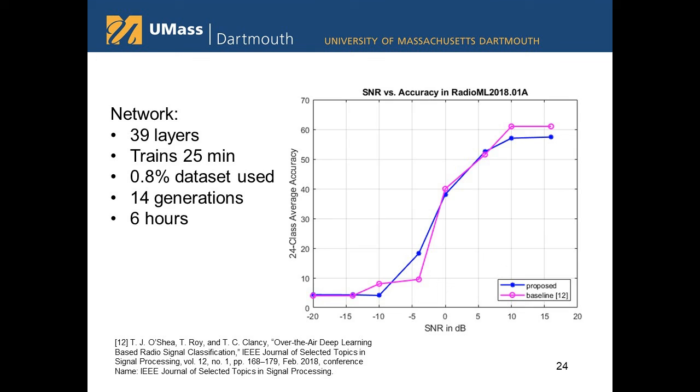However, higher accuracy has been achieved using non-base layer CNNs such as ResNet and skip connections. This proposed GACNN was generated from no starting network and resulted in a network that can classify at this accuracy. Additionally, the network has 39 layers and trains in 25 minutes. 0.8% of the dataset was used to generate it, over 14 generations and 6 hours.